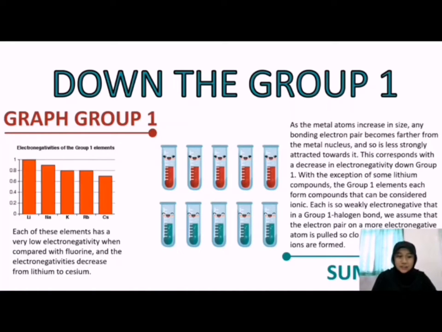Each is weakly electronegative, so in a group 1 halogen bond, we assume that the electron pair is pulled so close to the more electronegative atom that ions are formed. And that will be the finish.